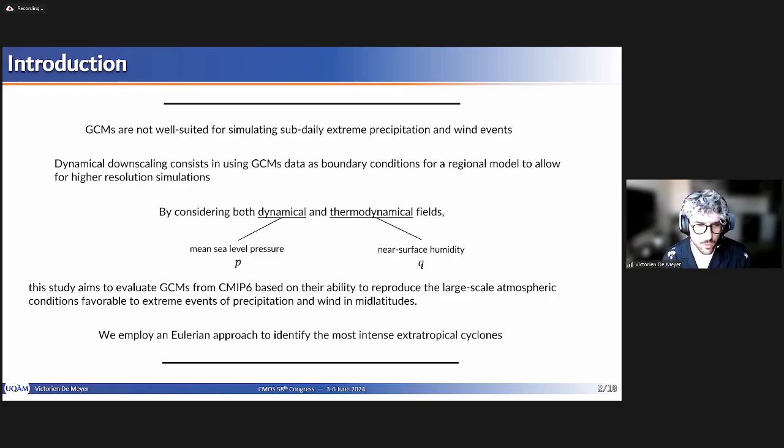With this study, we are aiming to evaluate GCMs from CMIP6 based on their ability to reproduce the large-scale synoptic atmospheric conditions that are favorable to extreme events of precipitation and wind in mid-latitudes. We consider both dynamical and thermodynamical fields because we think these are the important large-scale fields that can lead to extreme events of precipitation and wind. So we use both mean sea level pressure and near surface humidity. Also, as we will see later, we employ an Eulerian approach to identify the most intense extratropical cyclone in North America.